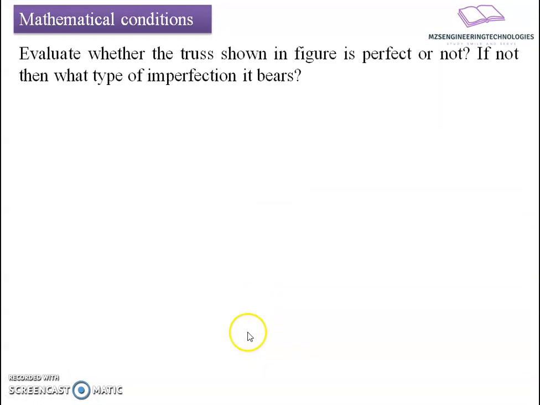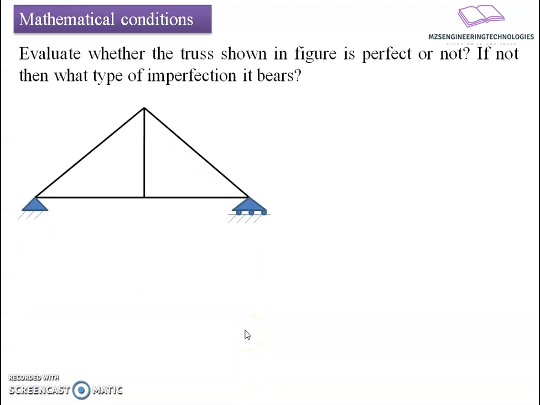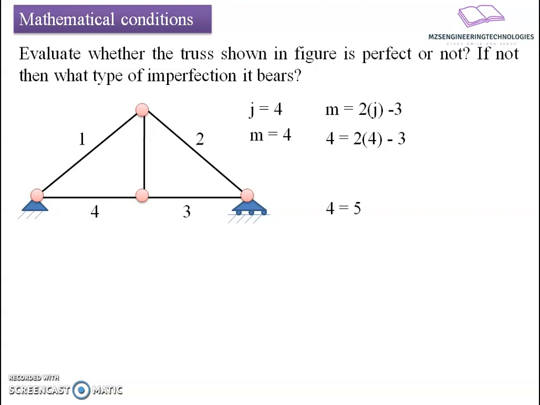Okay, next example. It's a truss shown here in the figure, supported by a certain system and restraints, and we want to define whether it is perfect or imperfect. Let's count the joints here. The joint count is 4. The member count is also 4. So m equals 2j minus 3 gives 4 equals 2 into 4 minus 3, that is 4 equals 5. What is the meaning of this? The number of joints is more compared to the number of members available in the truss. Thereby, the truss is imperfect and it is a deficient one.